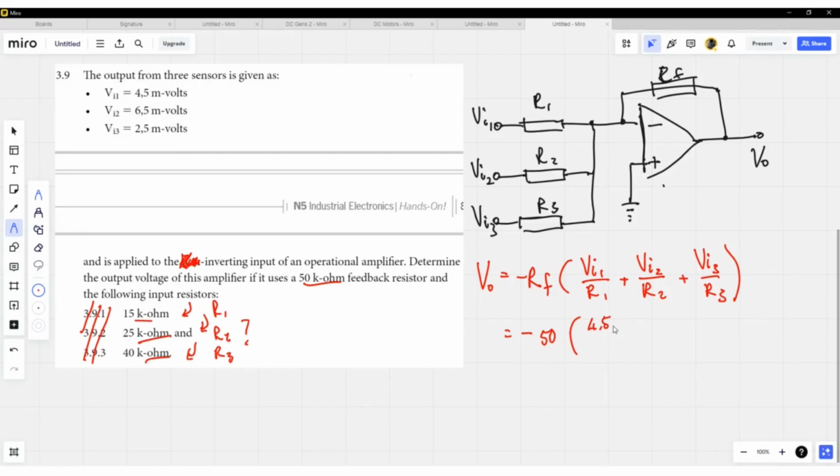You can actually choose how you want to do the cancellation here. Just keep in mind that the voltages we're working with here are millivolt range values. I think let's maybe make it easier for ourselves. R1, that's 15. R2, okay, so V2, that's 6.5 millivolts divided by 25.